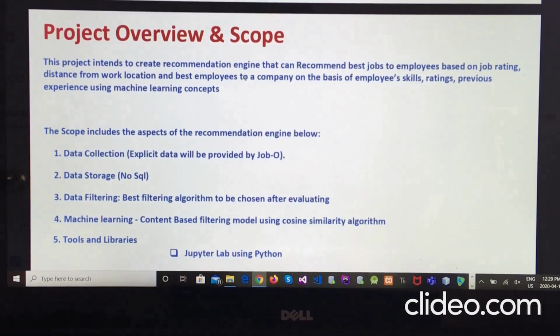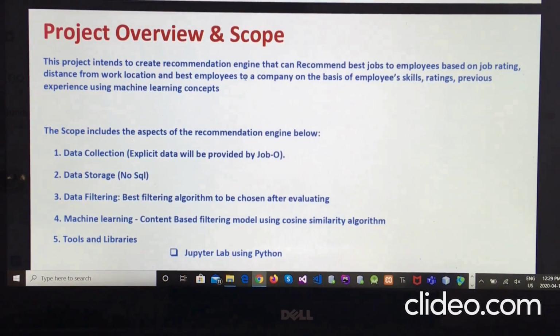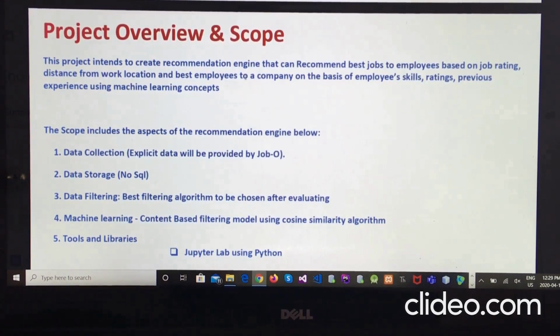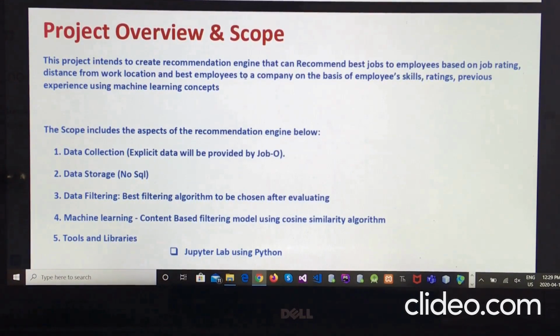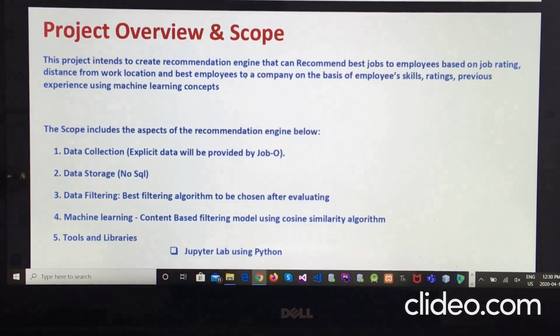Our Capstone project recommendation engine's overview and scope is as follows. This project intends to create a recommendation engine that can recommend the best jobs to employees based on job scale rating and distance of the potential employee from the work location, and also the other way around, that is, to recommend the best employees to a company on the basis of employee skills, ratings, and previous experience, using machine learning concepts.